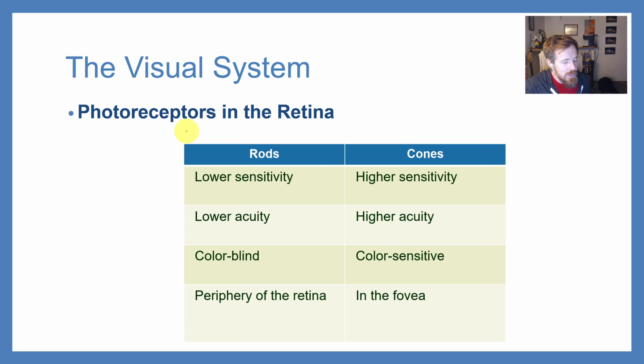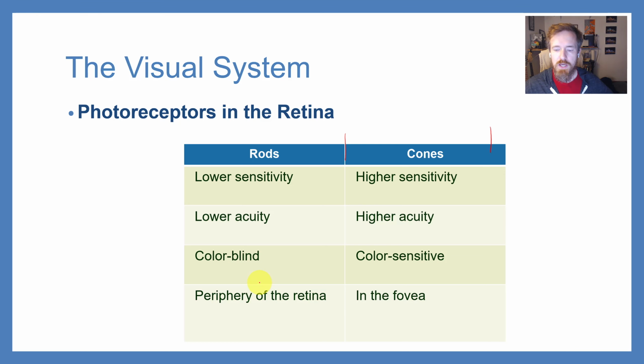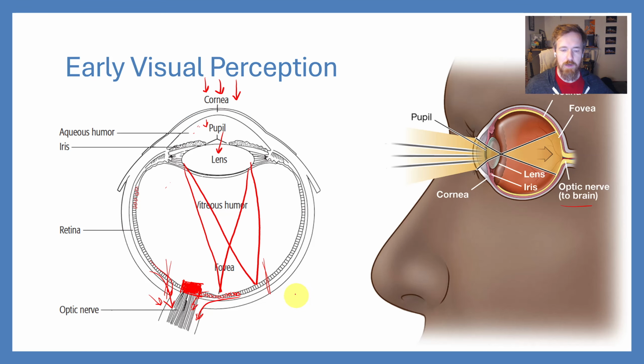Those photoreceptors, we can break those up into rods and cones. They are the two different kinds of photoreceptors. So let's talk about cones first. Cones are going to be more in the center of our retina. Actually, I should back up because I didn't mention the fovea. The fovea is just a fancy way of saying the very middle part of your retina.